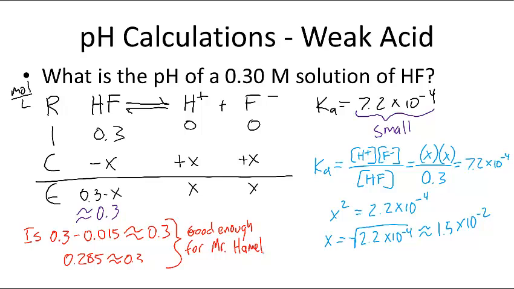So the last step is to say, okay, the pH equals the negative log of the concentration of H plus, which is the negative log of 0.015. And the negative log of 0.015 is 1.5. Is that right? All right. 1.8. All right.